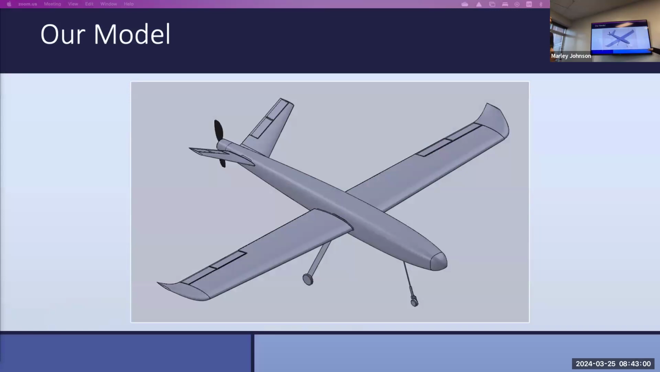And then here is our CAD model. This is just a reference image before we start breaking down the individual components so you can see the full complete model. I do want to note though that we ended up going with the pusher prop for the camera. We didn't want the blades interfering with it.